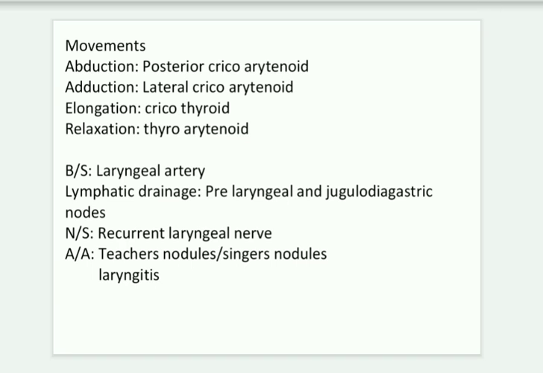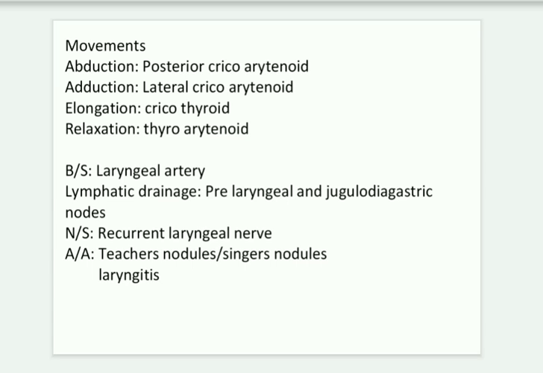And some movements: abduction by the posterior cricoarytenoid, and adduction, which is useful for your speaking and respiration, so it can do these movements. Elongation of vocal folds is by the cricothyroid, and relaxation of vocal folds is by the thyroarytenoid.